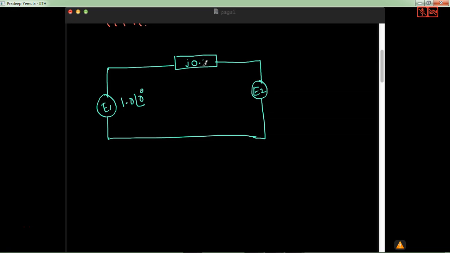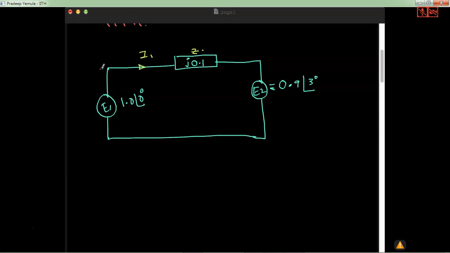And for E2, we tried different values. For the time being, I will take 0.9 and the angle as, let's say, 3 degrees. So now, with this configuration, this is my impedance Z. What will be the current I1, and what will be the complex power S1 and complex power S2?